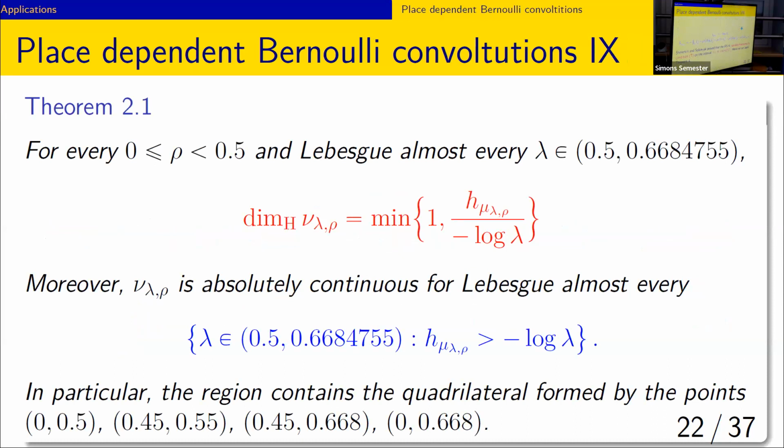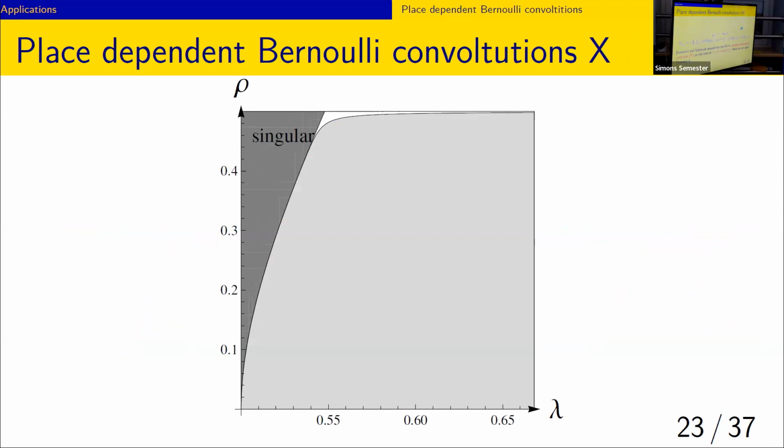But I do not have much time. I prepared to talk about four applications, but I am left with really only a couple of minutes for the second application. As a result of this, this is what we know about the place-dependent probability. For almost all elements from this region, there was rho and there was lambda. For almost all elements of this region, you have absolute continuity, and you have singularity on the other region. So we could achieve something with it.